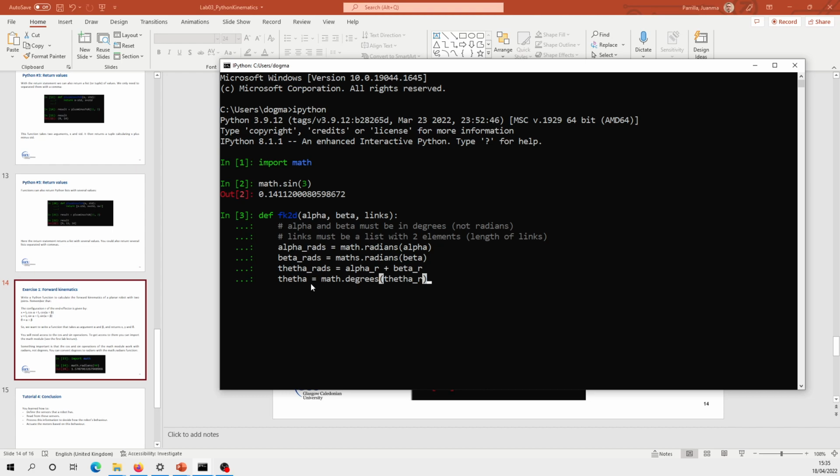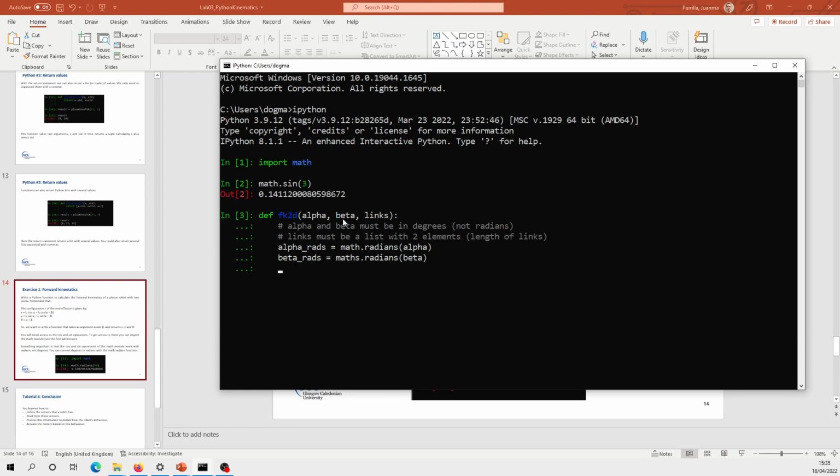Obviously what I've just done works, but the thing is that we already had alpha and beta in degrees, so we could just add them together. So doing this calculation is actually not needed, but I'm just showing how to do it.